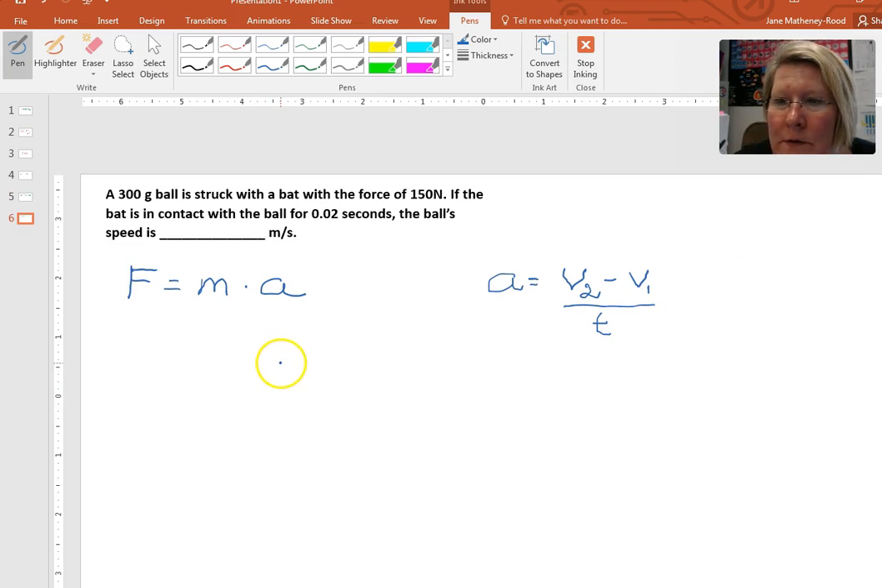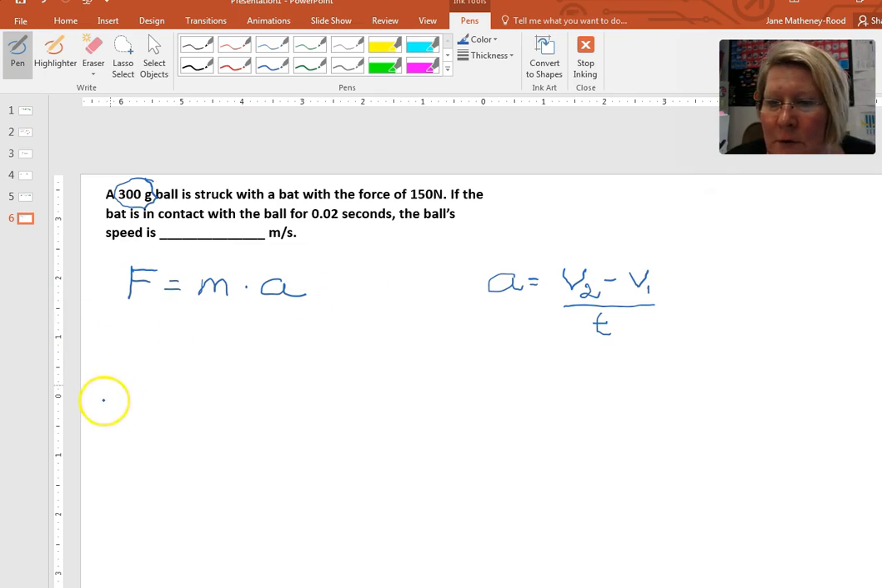All right, let's go to Newton's second law, which says force is equal to mass times acceleration. Here we have a 300-gram ball that is hit with the bat, and they tell us the force is 150 newtons. If the bat is in contact with the ball for 0.02 seconds, what is the ball's final speed? Its initial speed is obviously 0. The first thing I notice is that whenever we're dealing with force, we have to be in kilograms for mass.